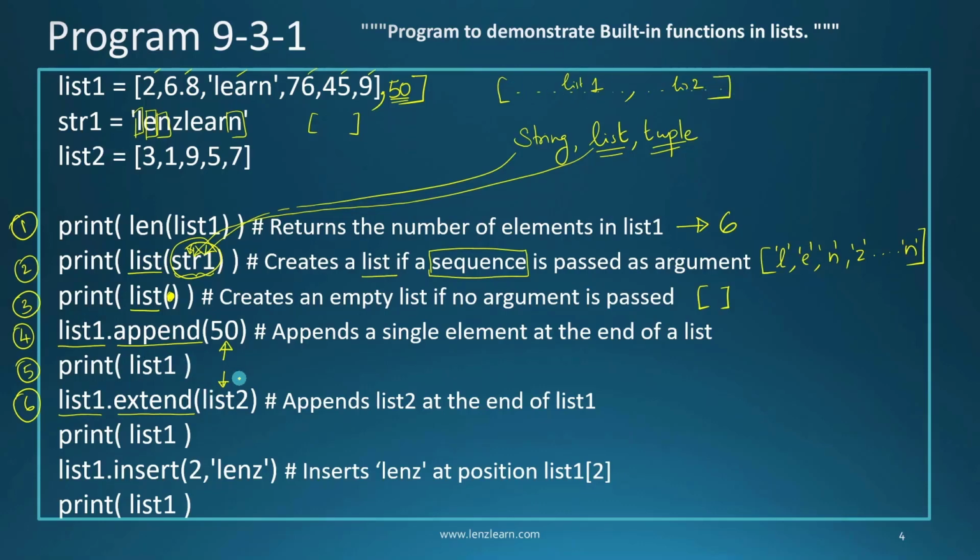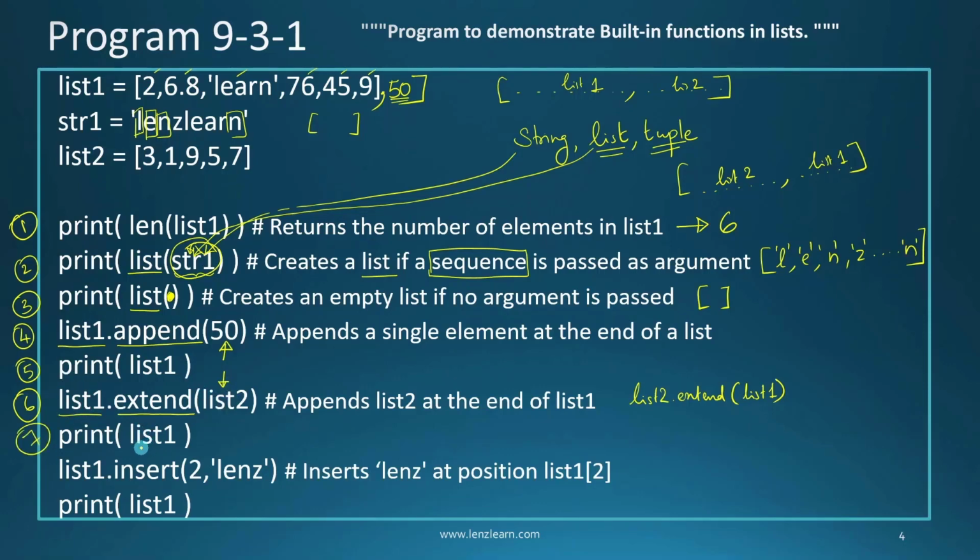Now if you invert the variable names like this, list2 dot extend, and inside the bracket if you provide list1, now what will happen? First it will take the content of list2, after that it will put a comma, then it will add the content of list1. So there is a difference in output when you interchange these variables, right? So based on the output that you require, you have to use the variables accordingly.